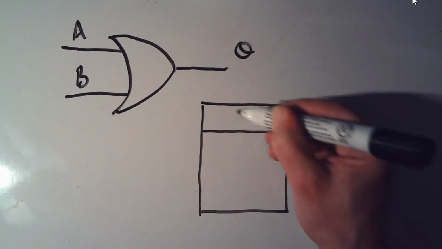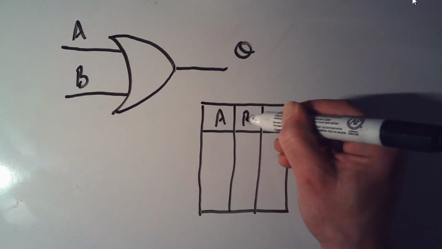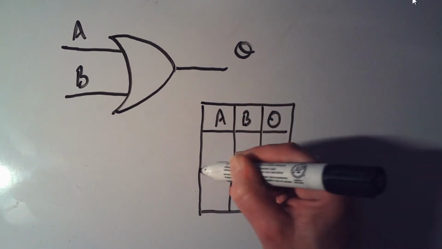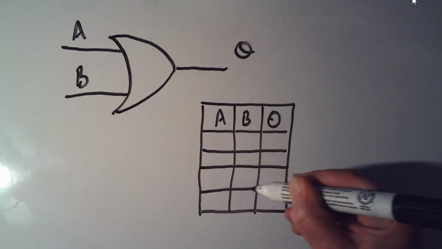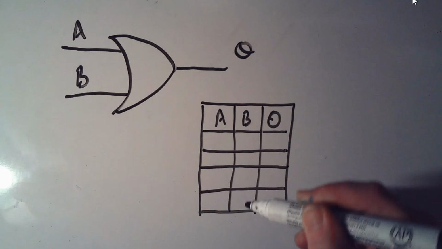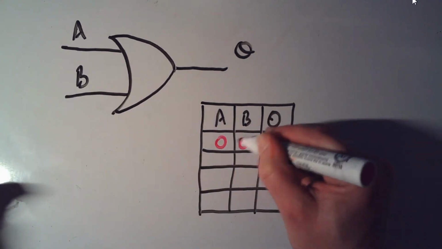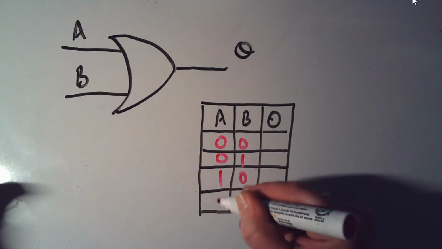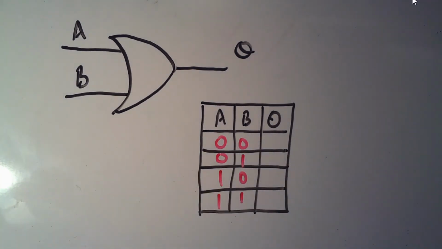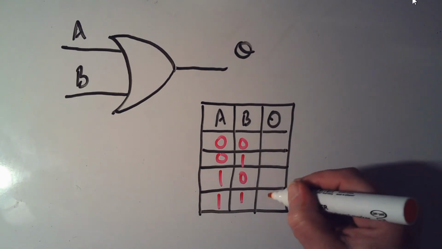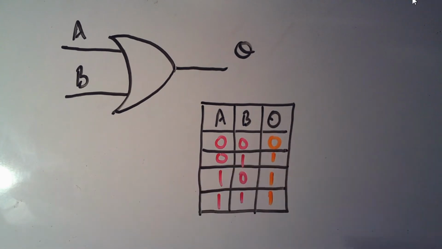Okay, we're going to have 3 columns for A, B and Q. Again, we're going to have 4 possible combinations for 0 and 1, because we've got 2 inputs. So let's put those down. Let's count up in binary: 0, 0, 0, 1, 1, 0, 1, 1. And with the case of an OR gate, I'm sure you guys can remember, we will always get a 1 on the output, with the exception of A and B being 0.